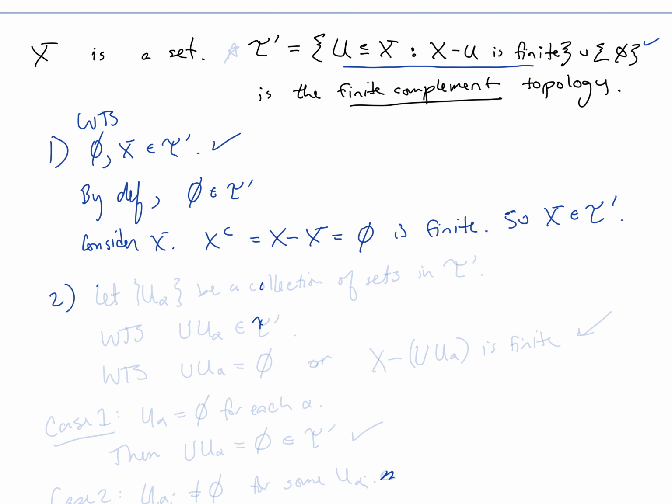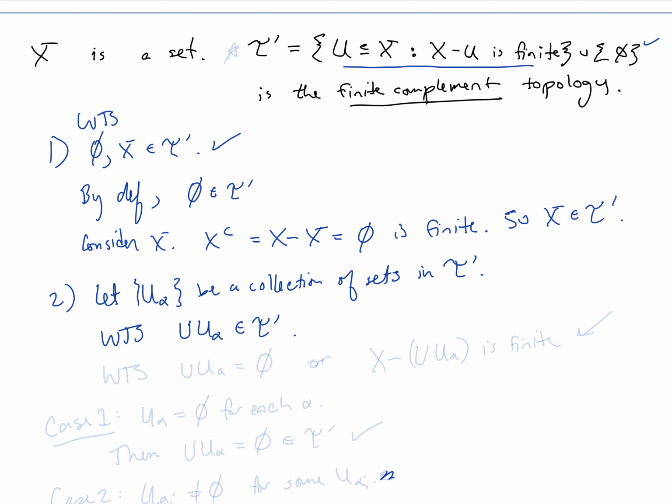For property 2, we want to let U alpha be some collection of sets in tau prime. This is some arbitrary collection. It could be an infinite collection, or a finite collection, or an uncountably infinite collection. We want to show that the union of the U alphas is also in tau prime. We want to show that arbitrary unions of elements in tau prime are in tau prime.